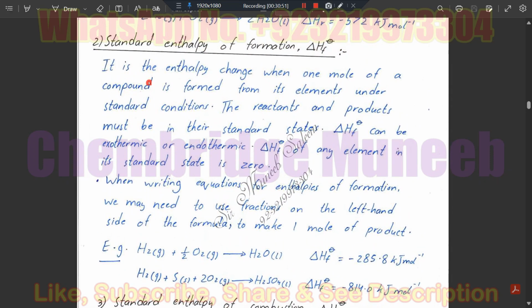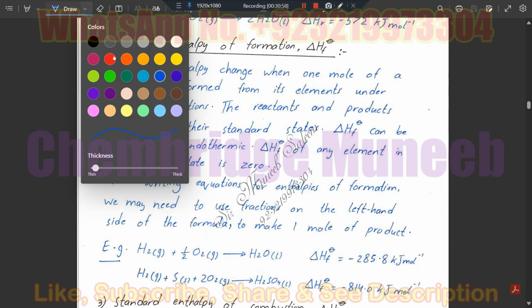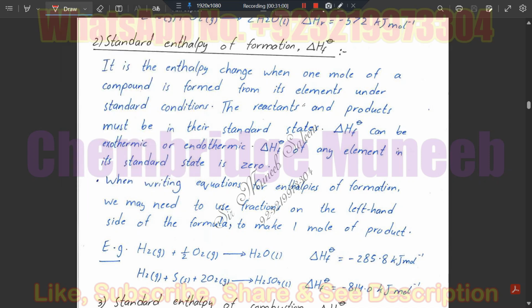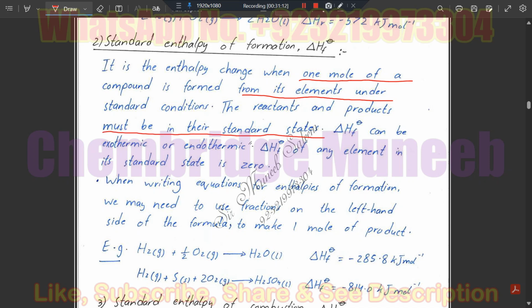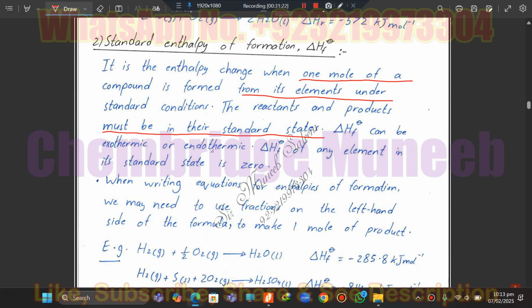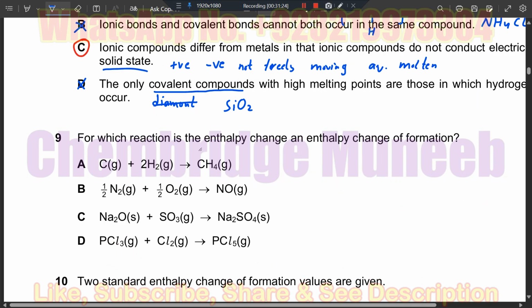You can find here in the definition that it is the enthalpy change when 1 mole of a compound is formed from its elements under standard conditions. So the definition is this: from its elements, and it should be 1 mole of the compound formed, and the elements and products must be in their standard states, which means if they are in solid form at room temperature they should be mentioned as solid. So this is the definition.